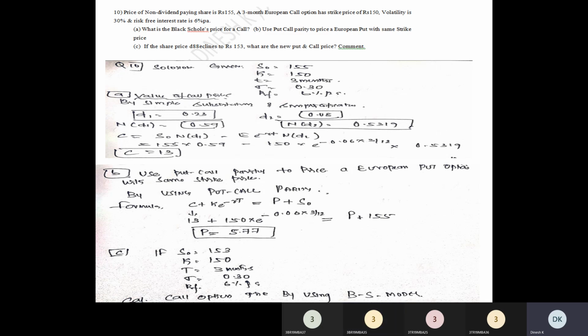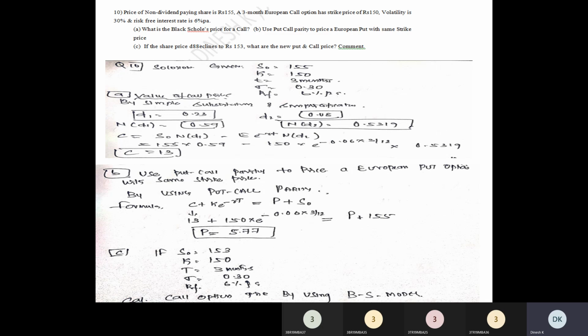3 months, 3 divided by 12. Okay, 3 divided by 12. Fine. So that is your left hand side plus right hand side P. P is what you are supposed to calculate: P plus 155. So 155 is the spot price which has been prevailing in the market, right?